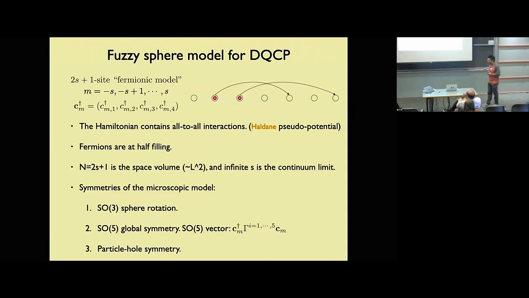this 2s plus 1. If you want some intuition from a usual lattice model, that will be like L squared, where L is the length scale of your 2D lattice. And infinite S will be the continuum limit.